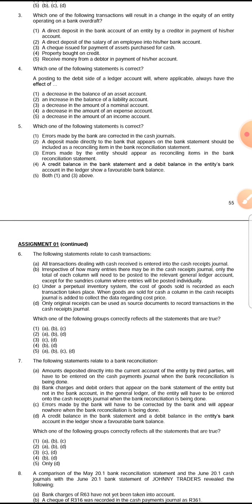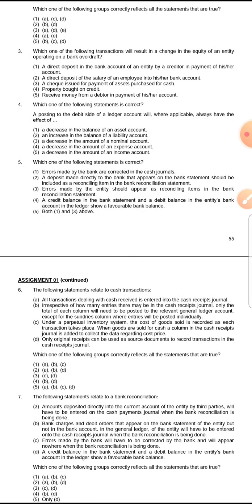Then for number 4, which one of the following statements is correct? The correct statement will be number 5. A posting on the debit side of a ledger account will therefore not always be a decrease in the amount of income.